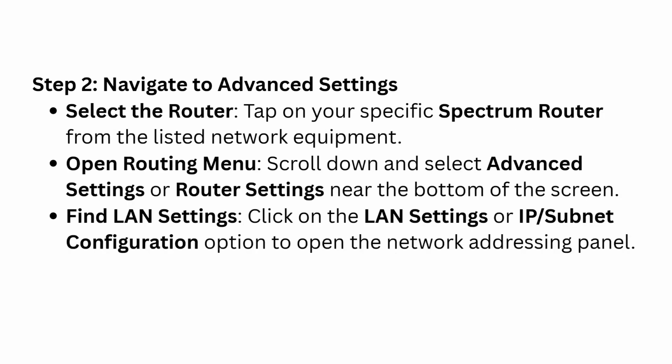Step 2. Navigate to Advanced Settings. Select the router. Tap on a specific Spectrum router from the listed network equipment. Open the routing menu. Scroll down and select Advanced Settings or Router Settings near the bottom of the screen. Find LAN Settings. Click on the LAN Settings or IP or Subnet configuration option to open the network addressing panel.